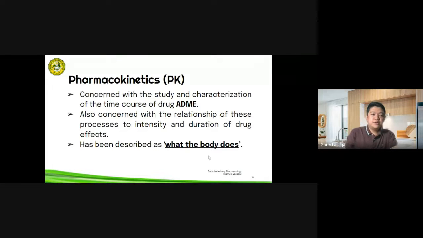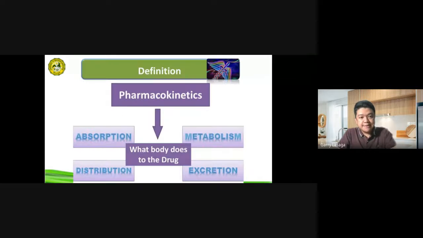And so when we compare that with PD, or pharmacodynamics, PD will answer the question what the drug does to the body, or the power of the drug to the body. For PK, or pharmacokinetics, it will answer the question what the body does to the drug. The different components of pharmacokinetics are absorption, that is the first step, followed by distribution. Then the third would be metabolism or biotransformation, and the excretion or the elimination.